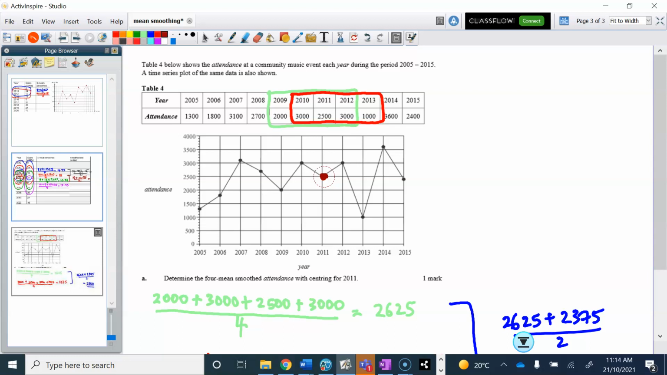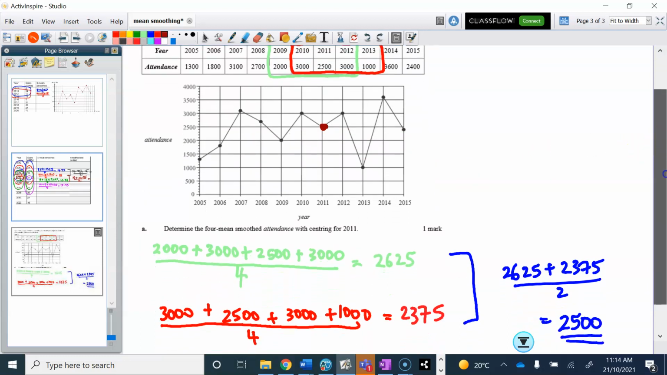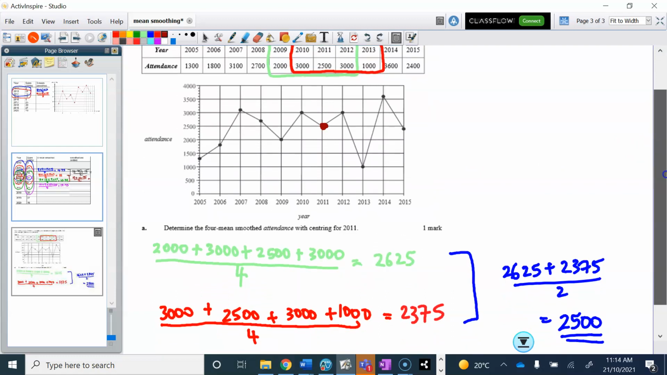Okay, so we need to be able to do that. Put 2011 in the 2nd position, 10, 11, 12, 13, and then in the 3rd position, 9, 10, 11, 12, and then we find the average or the mean of the green data, then the average or the mean of the red data, and then we need to center those two. So we need to find the average again of the 2 answers.